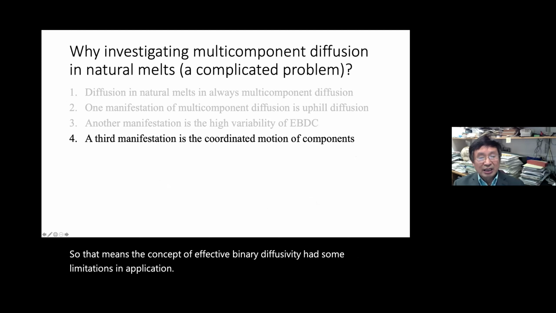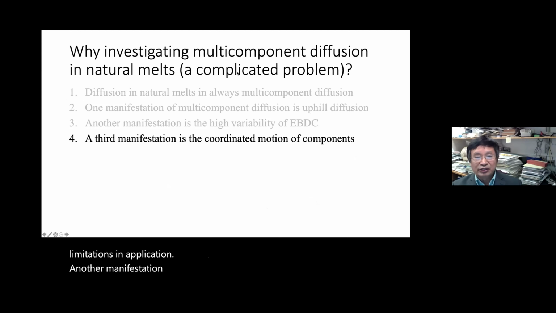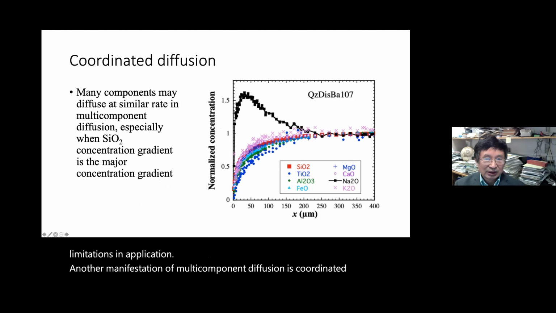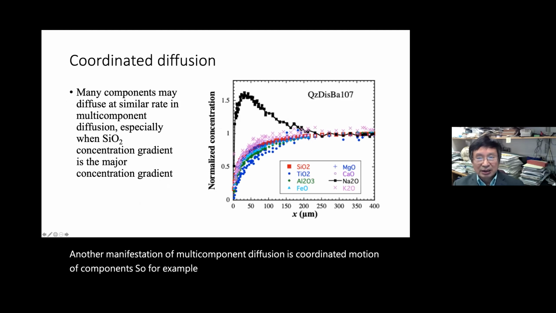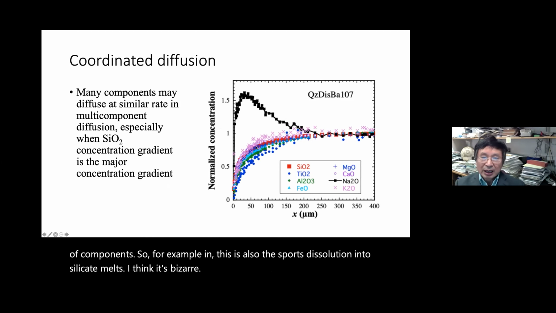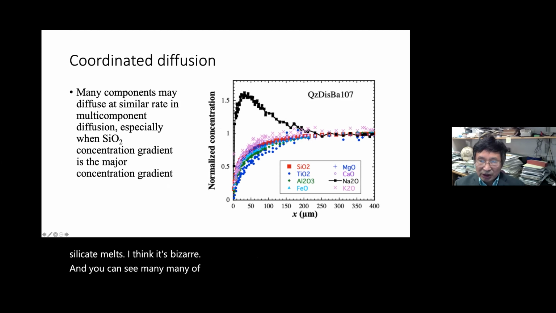Another manifestation of multi-component diffusion is coordinated motion of components. For example, this is also during quartz dissolution into silicate melt. I think it's basalt. And you can see many of these components show similar diffusion profiles. The difference is very small.